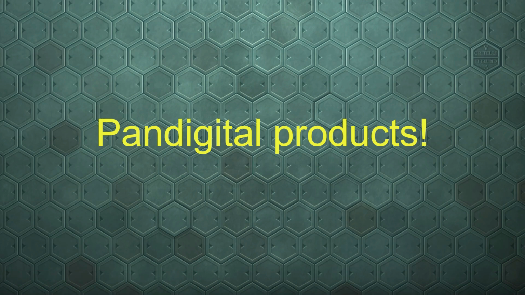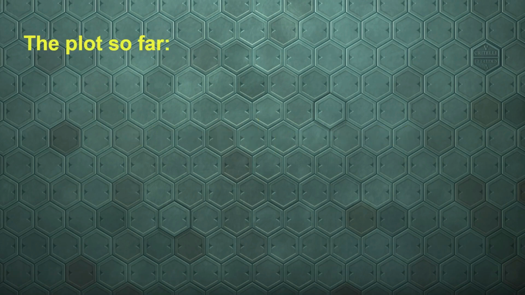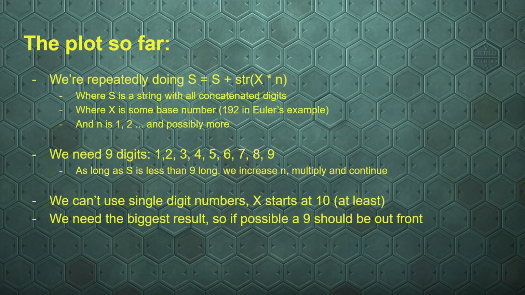Alright, Pandigital products. We've just seen the problem description. So what do we know? What, just by simply looking at this problem, can we use to reduce our search area? The formula, as you've seen, is repeatedly appending to an already existing string whatever string comes out of multiplying our x with the next n. S is a string with all the concatenated digits. X is some base number. If we take a look at the first example in Project Euler's description, that was 192. And n is 1 at first, then 2, and possibly more.